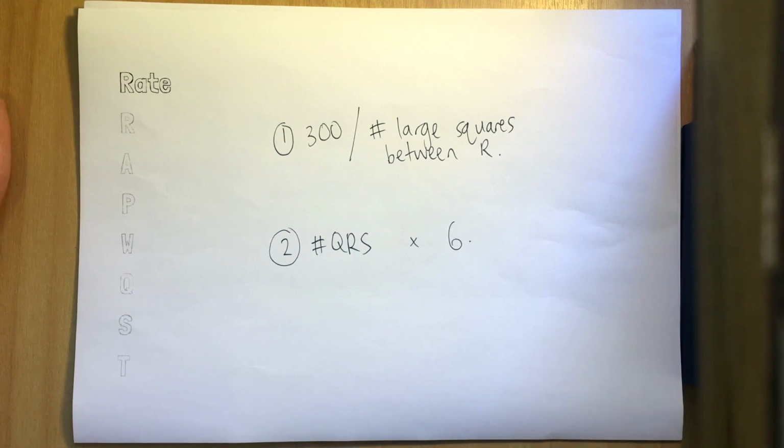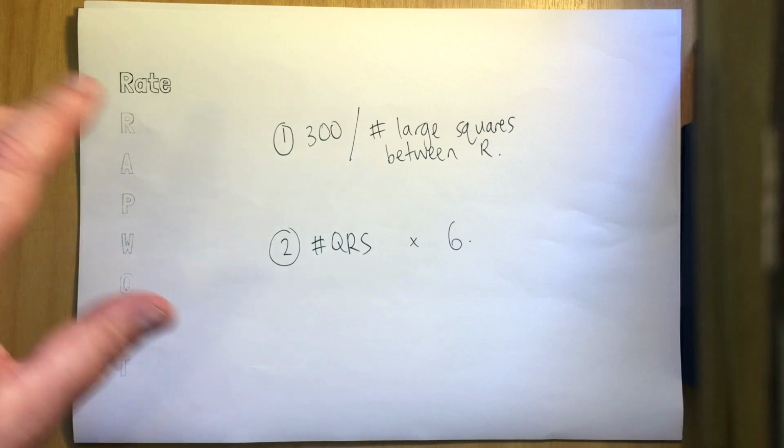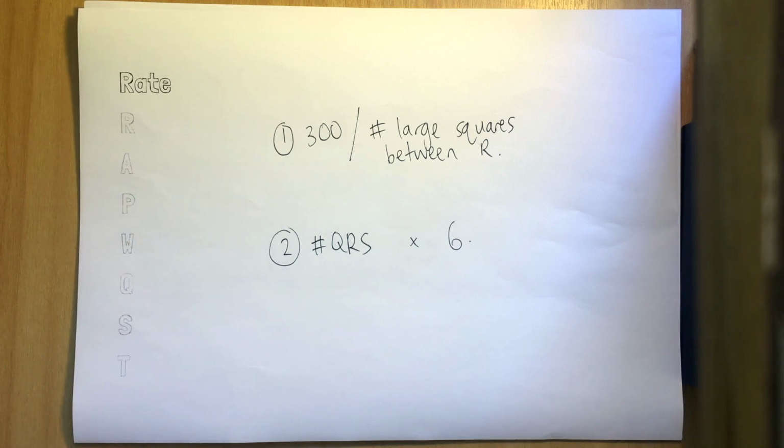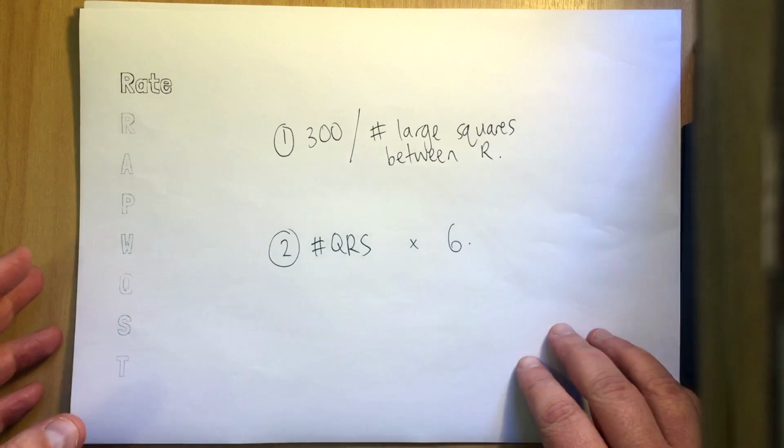But in an exam, you can either take the number 300 and divide it by the number of large squares between R waves, or you can count the number of QRS complexes and multiply it by 6. So that's the whole rhythm strip, the whole 10 seconds, times 6. And that's particularly useful when the rate is irregular, when the rhythm is irregular.